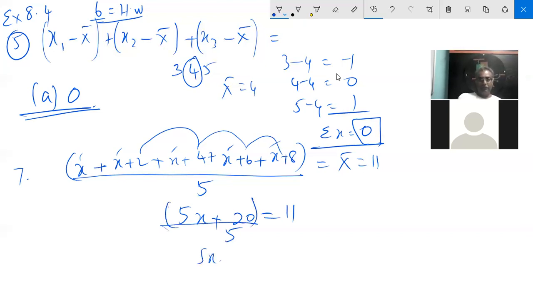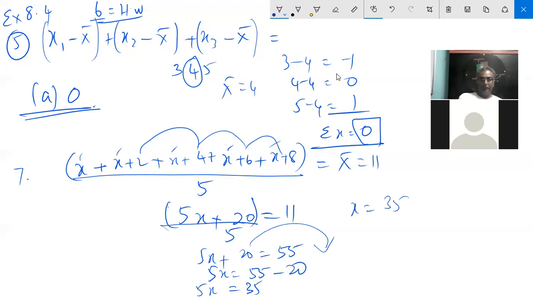Okay, 5x plus 20 is equal to 55 then. That means 5x is equal to 55 minus 20. Take this 20 this side. Okay, that is equal to 35. 5x equal to 35. That means x is equal to 35 by 5, is equal to 7. x equal to 7. The mean of the first 3 observations you have to find now.